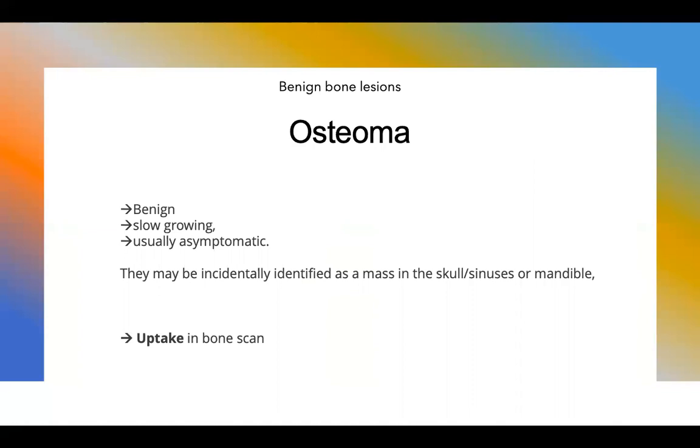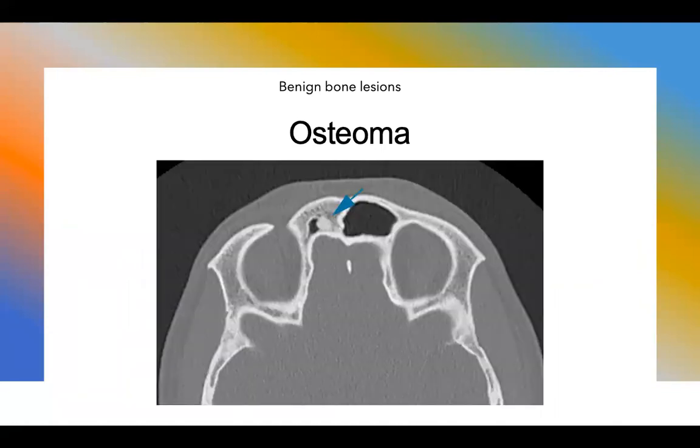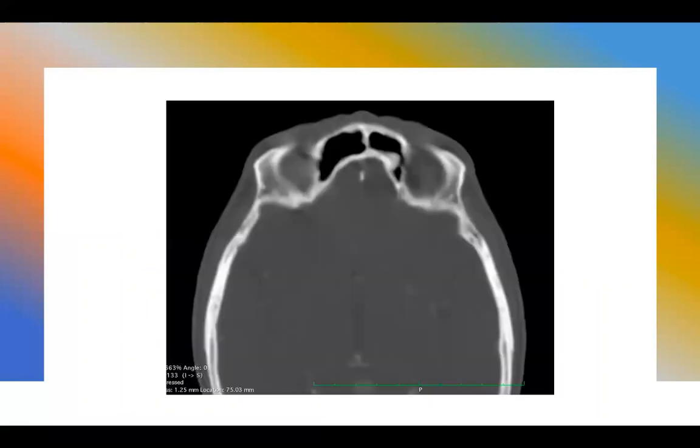We can actually see uptake in bone scan, and that may be a problem at times. This is a very typical location for an osteoma with very typical morphological findings. That is an actual case from an oncological patient where a bone scan was performed and there was a hot spot in the skull.